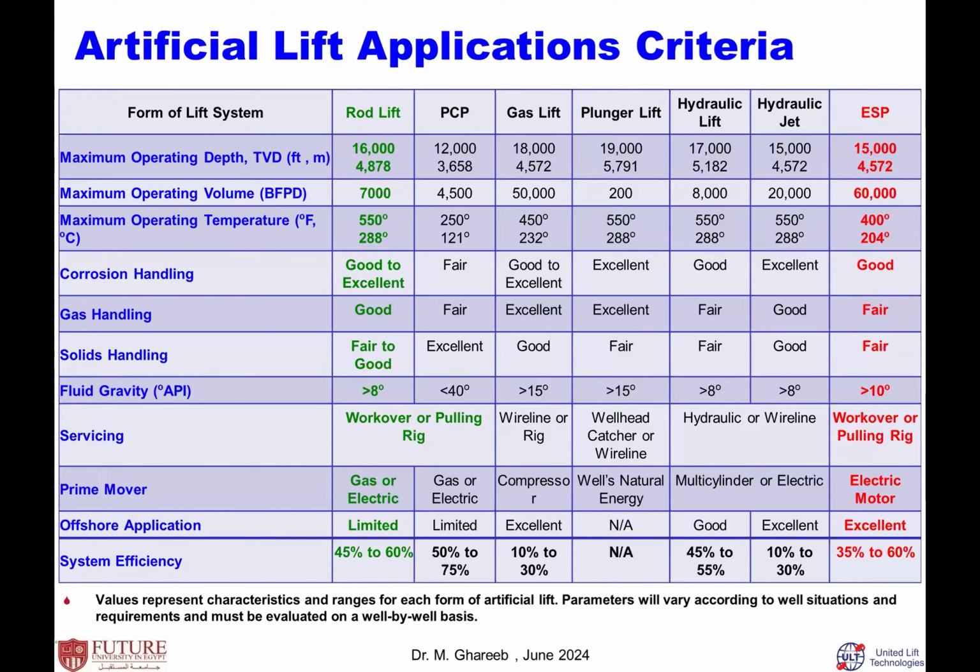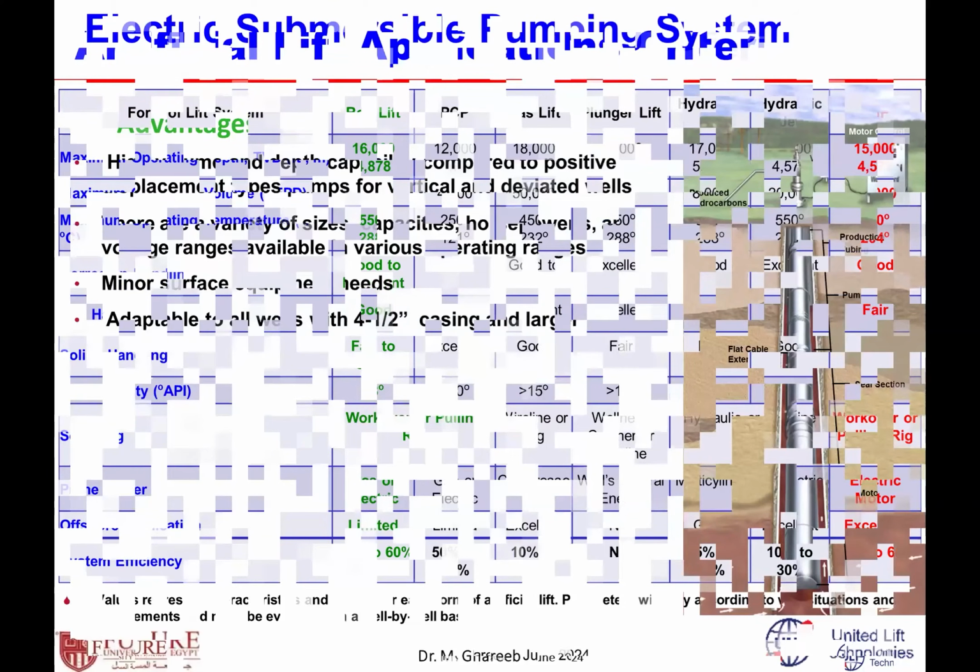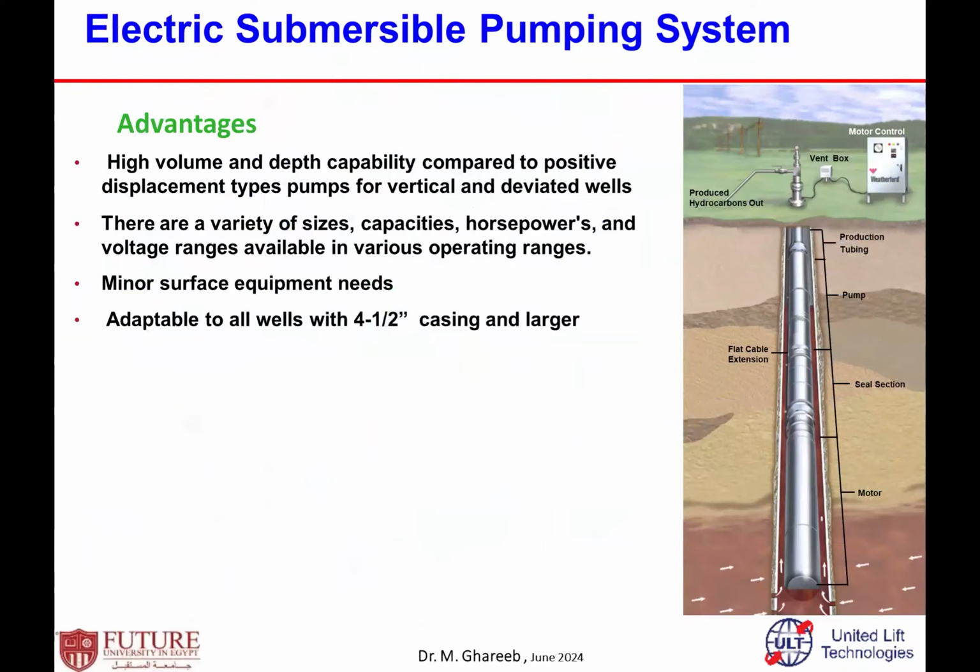It comes after the rod lift system, the reciprocating rod lift system, and PCP. ESP usually has some really good advantages for using this type of artificial lift. It can be used for high volume. When you start to select an artificial lift and you find your well productivity is high and it's required to lift a high volume, ESP is one of the first choices that comes to your mind.